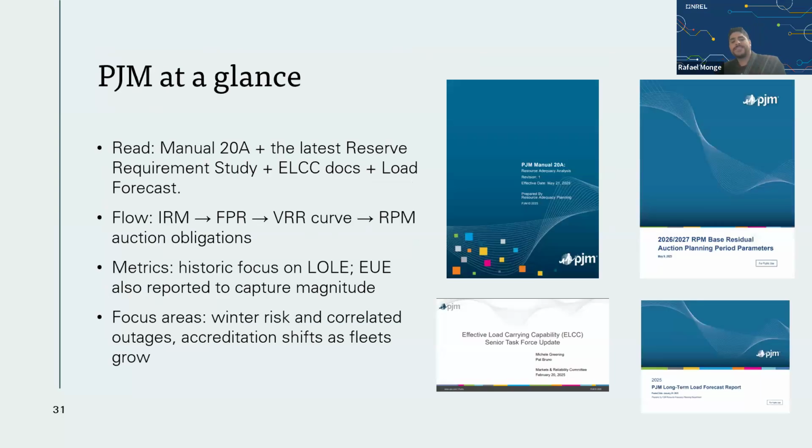Let's use the example of PJM to show how the pieces connect. The RA study sets the installed reserve margin, which is translated into the forecast pool requirement. That requirement shapes the variable resource requirement demand curve in the capacity construct, and auctions clear against this curve to create locational obligations and costs. ELCC then determines how much accredited capacity each resource type contributes towards those obligations.